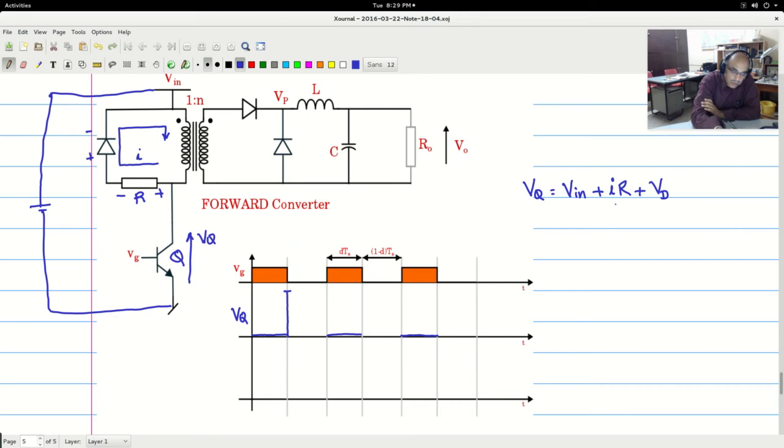Out of this, you will see that this is a varying quantity, and we saw that the magnetizing current is going down exponentially. R being constant, the IR drop will also have this shape. And ultimately, when it goes to 0, it should settle to Vin. So if this is the Vin value, you will see that the voltage will start moving in this fashion. The voltage across the switch will be like this.